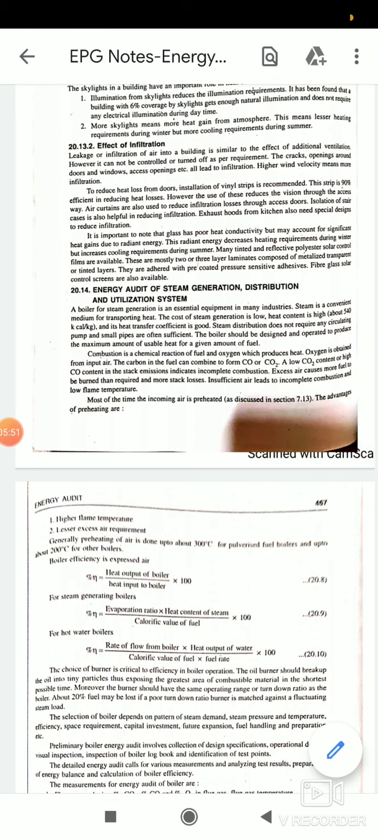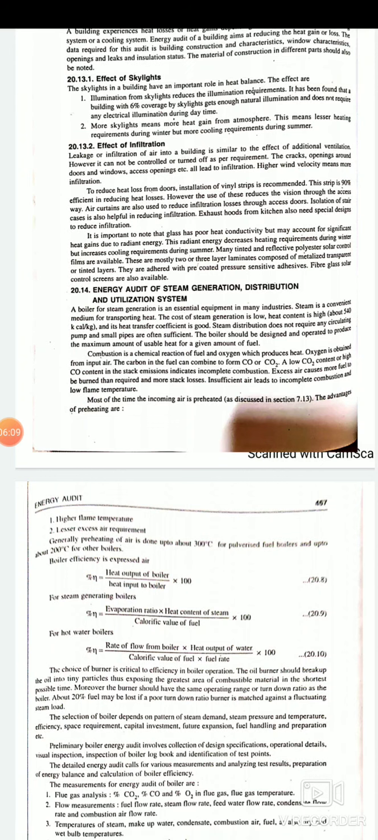Now we can see the energy audit of steam generation, distribution and utilization system. A boiler for steam generation is an essential equipment in many industries. Steam is a convenient medium for transporting heat. The cost of steam generation is very low, heat content is high and its heat transfer coefficient is good. So the steam distribution does not require any circulating pump and small pipes are often sufficient.